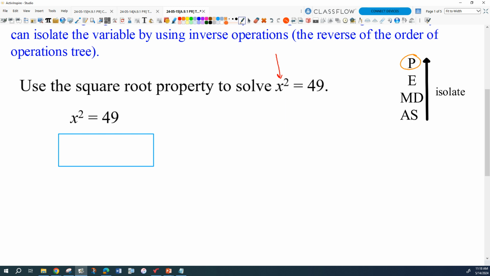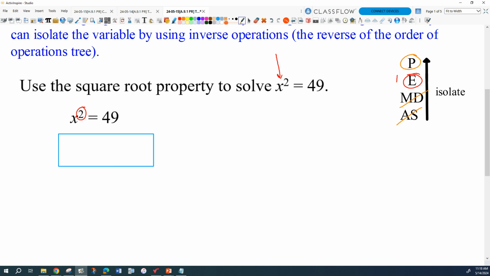That's not an issue here. Here, there's only one thing we have to do to isolate x. Do we have any addition or subtraction to undo? No. Do I have any multiplication or division? No. What's the first thing we have to deal with? An exponent, yeah. Right, here's an exponent.